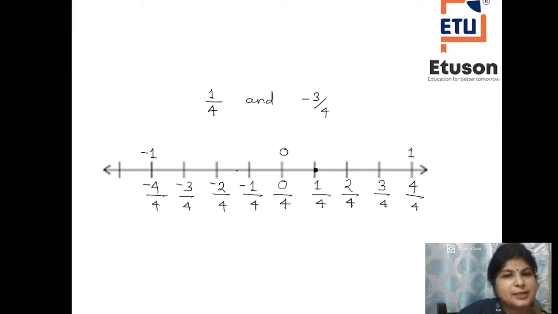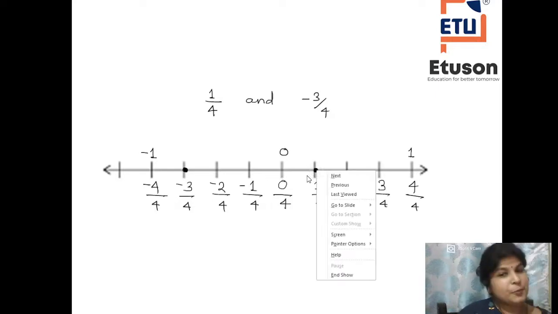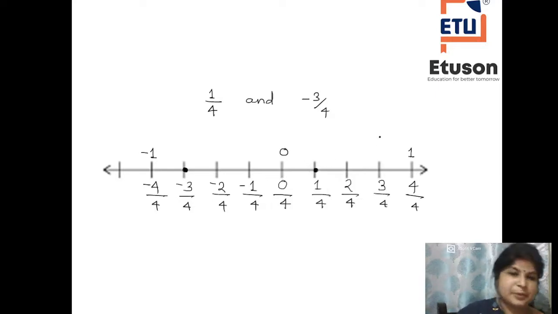Suppose you need minus 3 by 4. So minus is towards the left of the 0. So this becomes your minus 3 by 4. So this is the point of minus 3 by 4. Hope now it is clear how to represent the rational number on the number line.